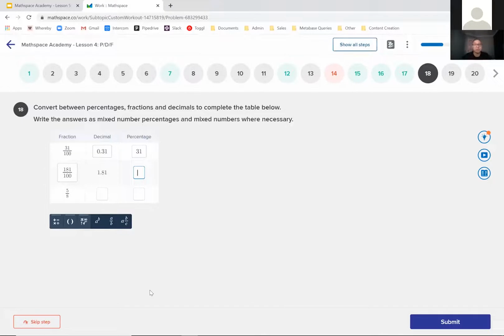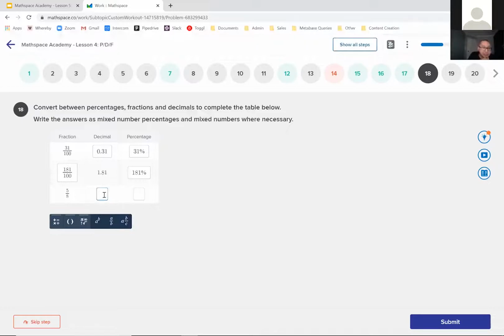Excellent, 181%. Just remember that if your number has whole numbers in it, that means it is greater than 100%. So 1 as a percentage is 100%, 2 as a percentage is 200%, 3 as a percentage is 300%. So only the decimal numbers, like 0.81, are smaller than 100%, when you get like 80%, 7%, that kind of stuff. All right, 5/8 as a decimal.